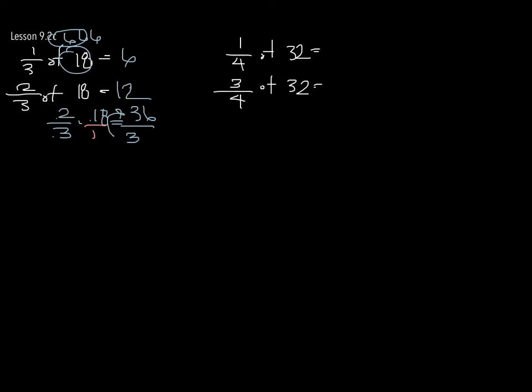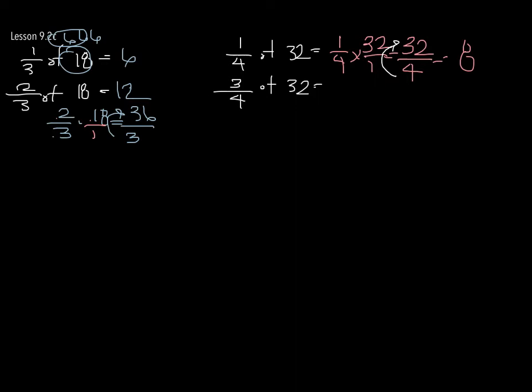Okay? Now we've got 1/4 of 32. Now this one I'm just going to do in straight multiplication mode. Alright, I'm going to take 1/4 times 32. And remember, that's 32 over 1, and I'm going to get 32 over 4. And I figure out how many times 4 goes into 32, and I should come up with the answer 8.